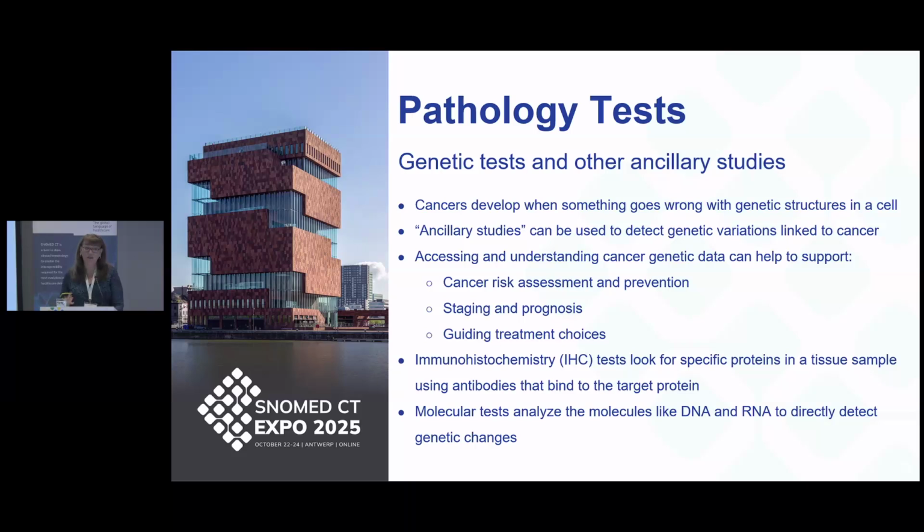And there are two main types of tests we're going to talk about today. The first is the immunohistochemistry test, which looks for specific proteins in a tissue sample using antibodies that bind to the target protein. And the second type of test we'll look at are molecular tests, which analyse molecules like DNA and RNA to directly detect genetic changes.